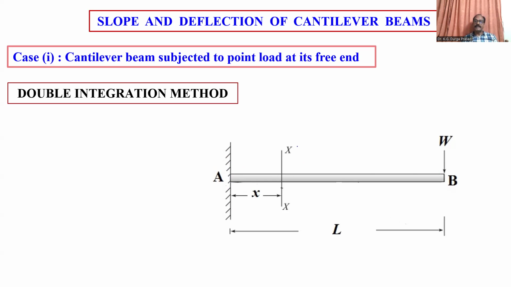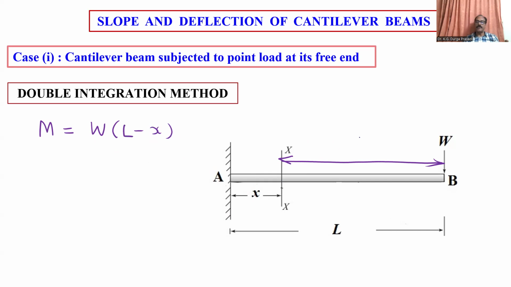Now, let me take a section at a distance x from the fixed end. First of all, I want to write the bending moment at the section. How are we going to write it? Bending moment M equals load into distance. What is the load here? W. Into the distance between the section and the load. The total distance is L, this is x, so you can write L minus x.